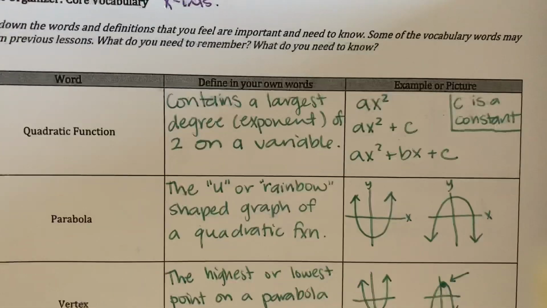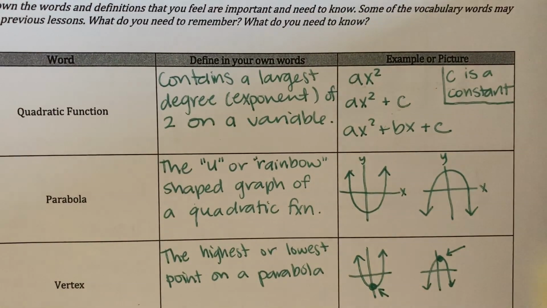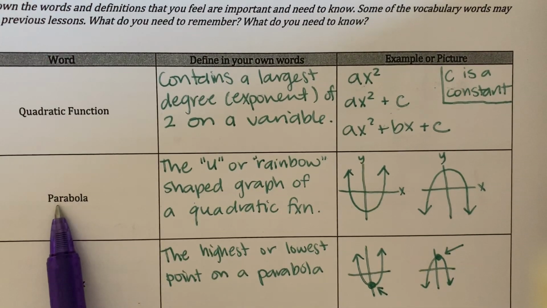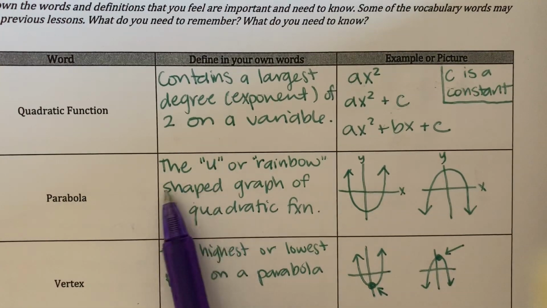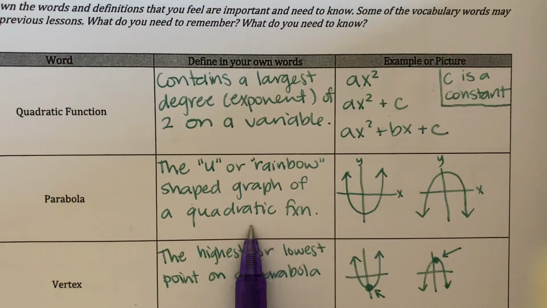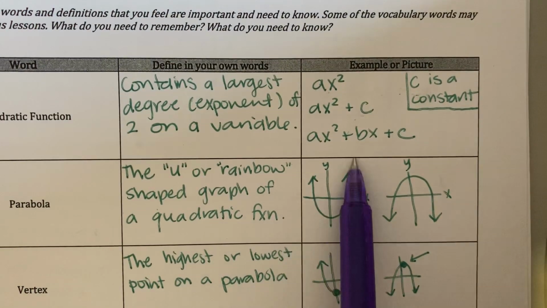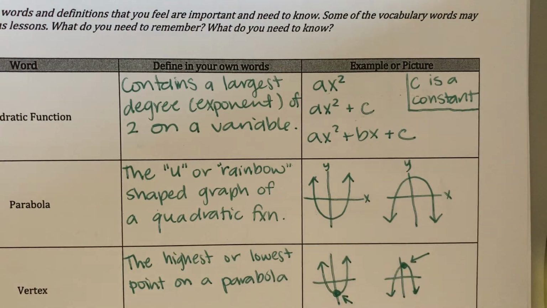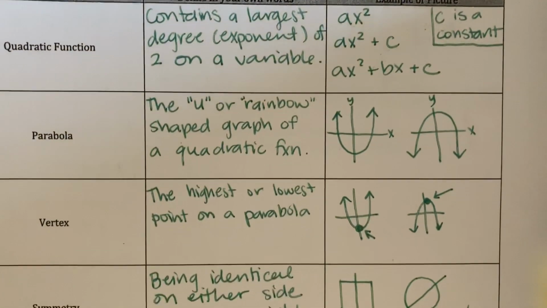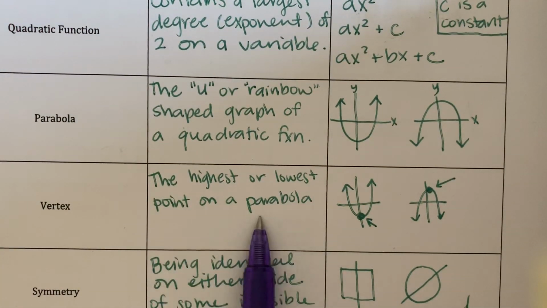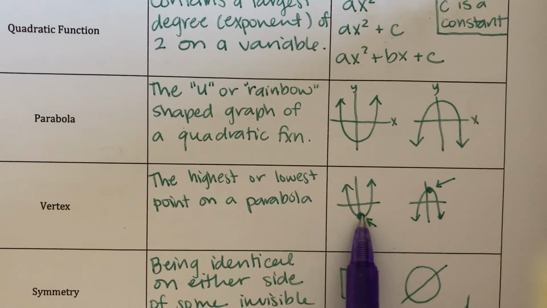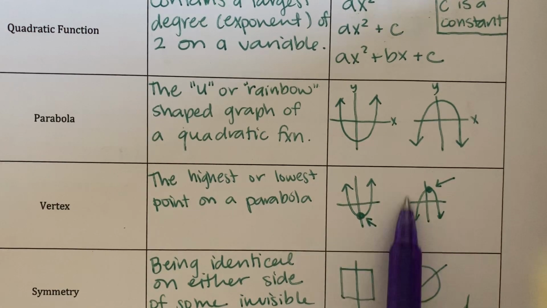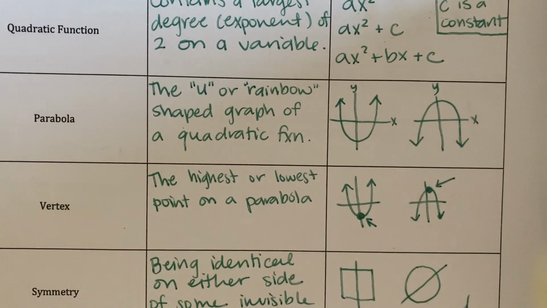Then we have this new word, parabola. You might want to practice saying that, parabola. It's the U or rainbow-shaped graph of a quadratic function. So anytime we see a function graph that looks like this or like this, that is a parabola. Okay, vertex is the highest or lowest point on the parabola. So if it's U-shaped, it's the lowest point where the arrow is pointing. If it's rainbow-shaped, it's the highest point where that arrow is pointing. That's called the vertex of the parabola.